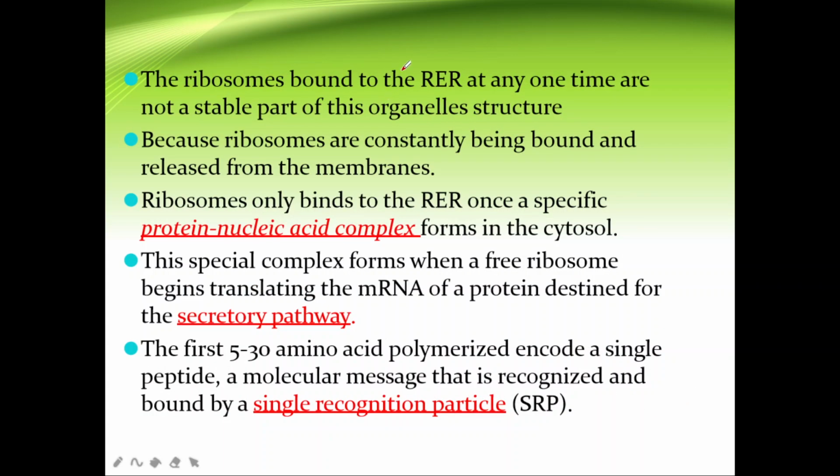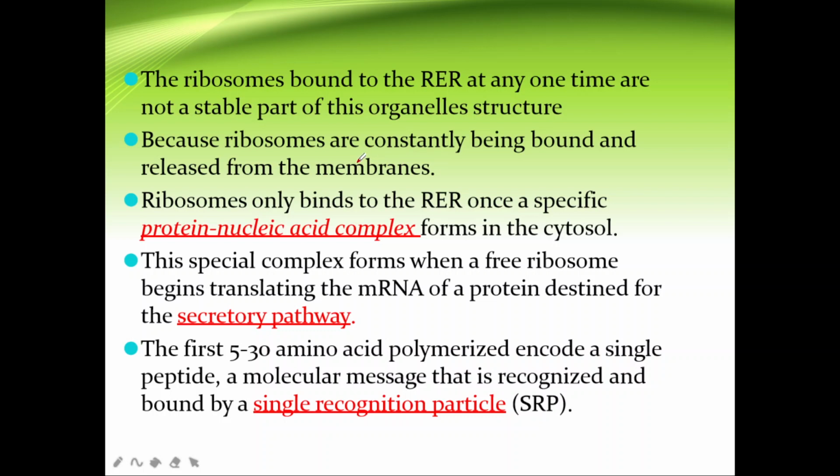The ribosomes bound to the RER at any one time are not a stable part of this organelle's structure, because ribosomes are constantly being bound and released from the membranes. As you have seen in the structure, the ribosomes are bound on the outermost surface of the rough ER due to the presence of two proteins, ribophorin 1 and ribophorin 2. So, these two proteins are responsible for the binding of ribosomes.